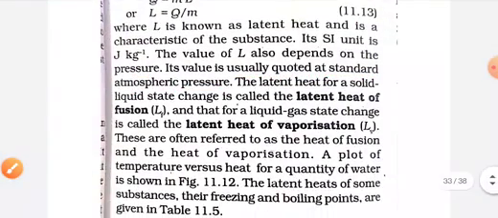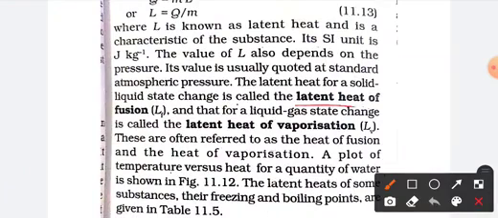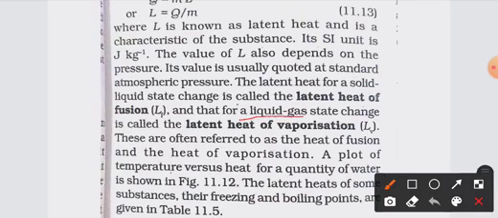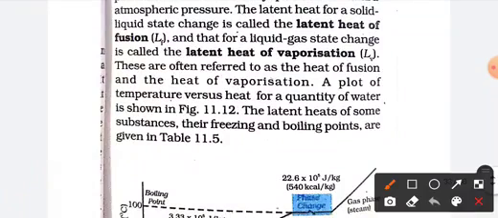The latent heat for a solid-liquid state change is called the latent heat of fusion. When we are changing the state from solid to liquid or liquid to solid, that heat is called latent heat of fusion, and it is denoted by LF. And for a liquid-gas state change, from liquid to gas or gas to liquid, the latent heat required is called the latent heat of vaporization, denoted by LV. These are often referred to as the heat of fusion and the heat of vaporization.